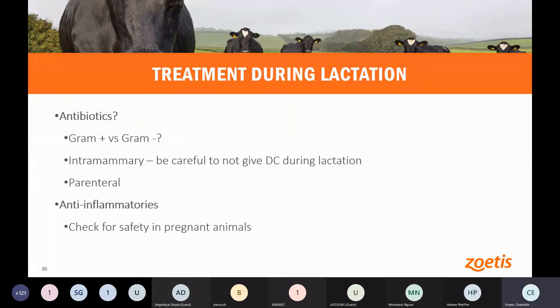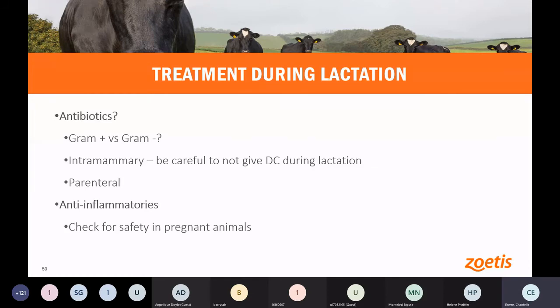I think the reasoning is, these animals are either going to self-cure or they are going to die, because they do die really, really quickly. So use your discretion in terms of how you're going to approach that case. And then when we talk about antibiotics, there are the options of intramammary and parenteral. With intramammary, it's very important to make sure that you don't give a dry cow therapy during lactation. That farmer will not be happy, because the dry cow therapy usually has very long withdrawal periods.